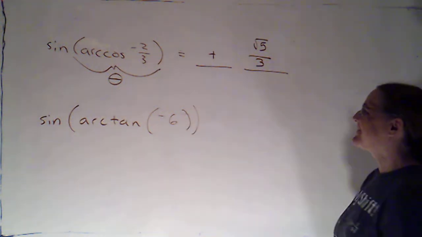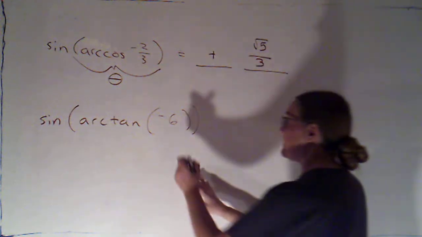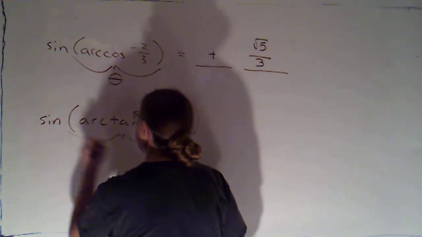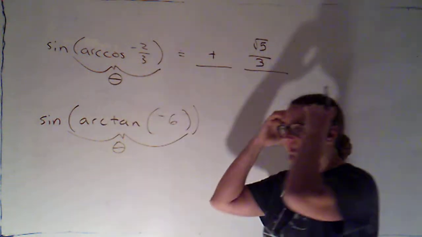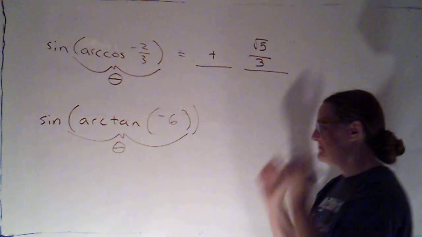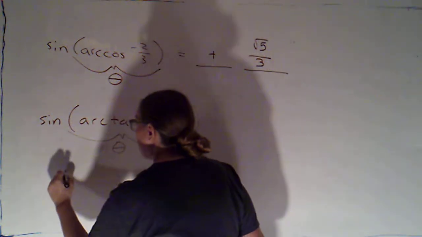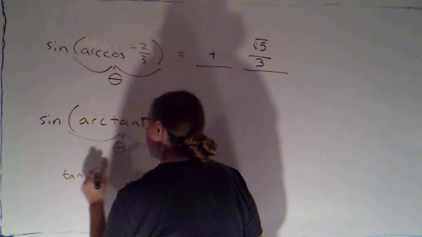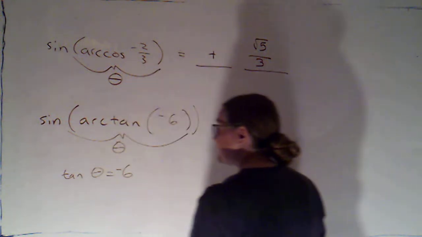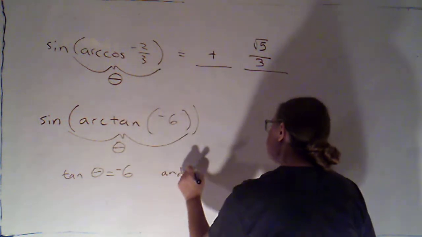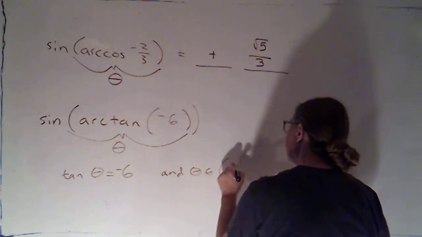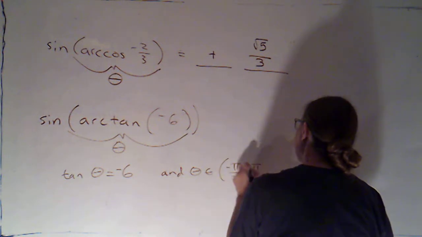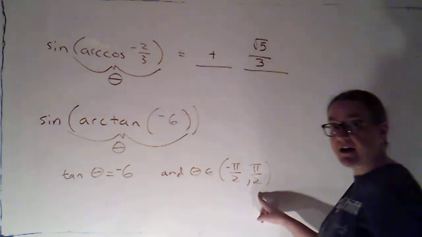Welcome back. So I'm going to basically do the same thing here. I'm going to give this a name. I'm going to call it theta. That makes me think angle. Okay. And then I'm just going to write down what arctangent means. That means that tangent of theta is equal to negative 6, and theta is in the interval from negative pi over 2 to pi over 2.